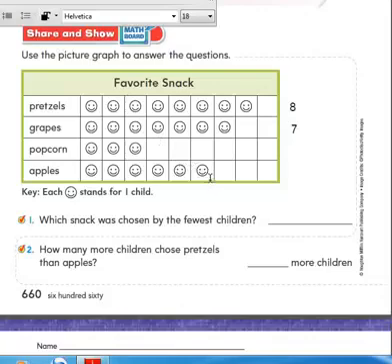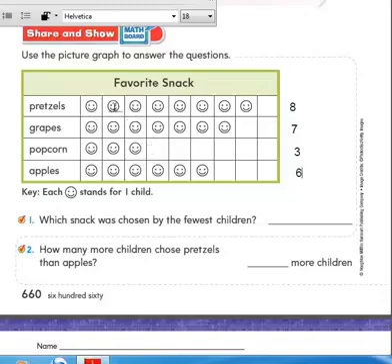So there are 7 children choose grapes. What about popcorn? There are 3 children. The apples, there are 6 children. So did you get the key here? Yes. The key, we said each smiley face stands for one child.